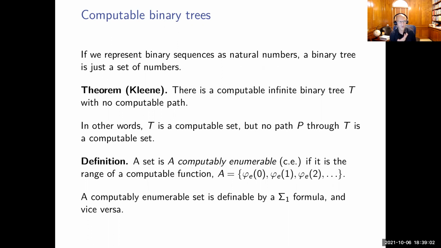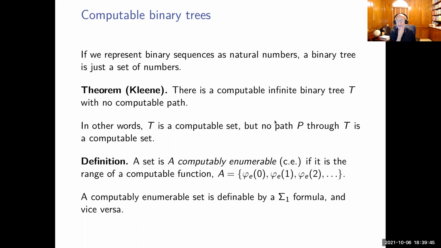So first of all, let me tell you why there are computable binary trees with no computable sequences. Because we're thinking of a tree as just a set of binary sequences, and a binary sequence we can code as a natural number, a tree is just a set of numbers, and it may or may not be computable. It's a theorem that goes back to Kőnig that there's a computable infinite binary tree that has no computable path. And let me remind you that a set is computably enumerable if it's the range of a computable function. So you have a computable function phi sub e whose outputs give you the elements of the set.